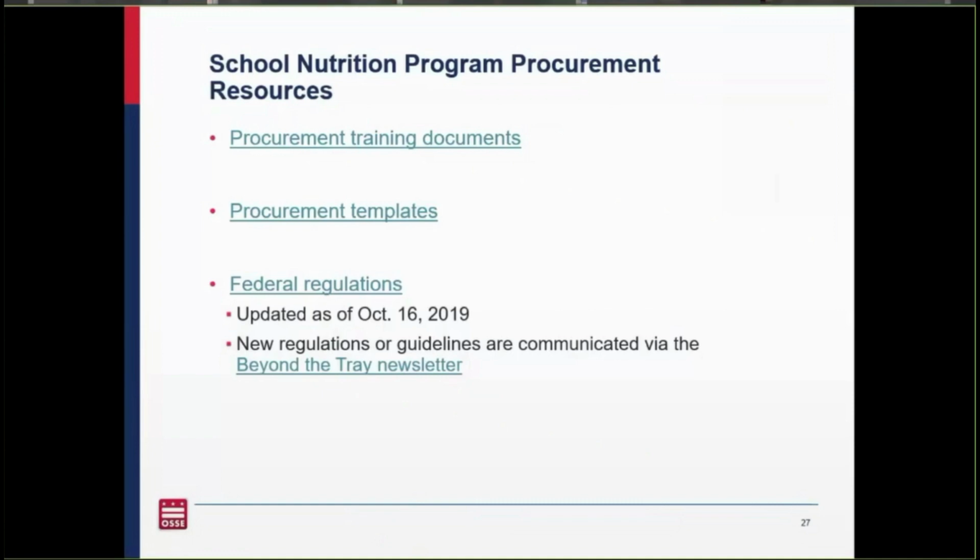And if anyone wants to dive even further into federal procurement regulations, you're more than welcome to. There's a link there. That's something we receive from USDA every quarter. The last time it was updated was in October of 2019, and we will refresh it every time it's updated. For things that are new in between those updates, we will always communicate them via the Beyond the Tray newsletter. So if you're not signed up for that, please click the link and make sure you're receiving that in your inboxes and that you're reading through it every month as we do provide updates.